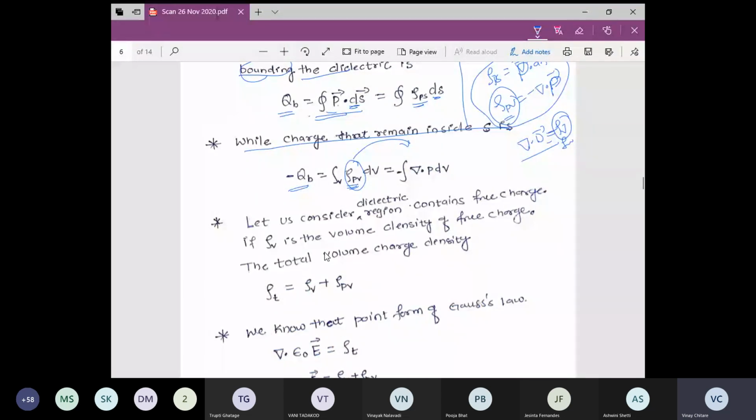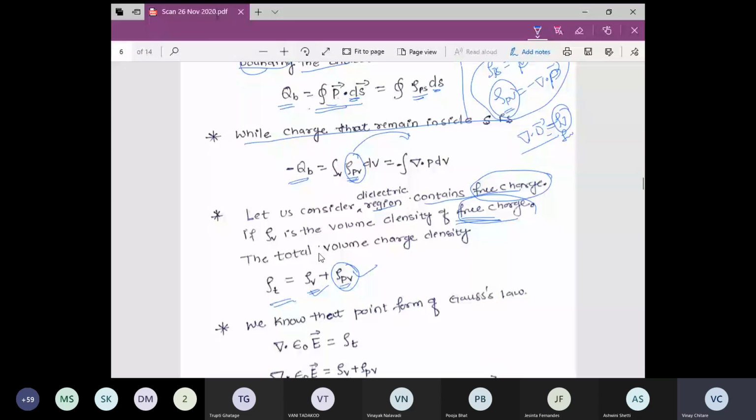Let us consider a dielectric region that contains free charge. Now I'm telling you this is free charge; someone deliberately has induced it inside this dielectric. We sprinkle it. If rho v is the volume charge density of the free charge, when I say free charge, they are free to move, like electrons. The total volume charge density now inside the dielectric is rho v plus rho pv. This is due to the bound and this is due to the free.